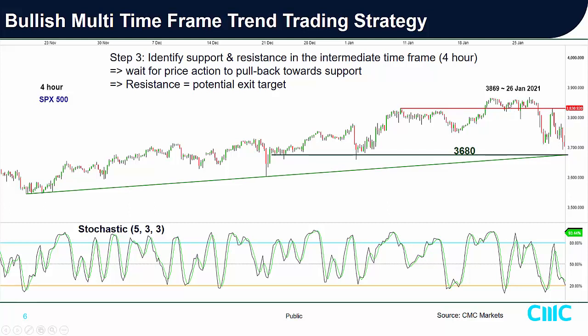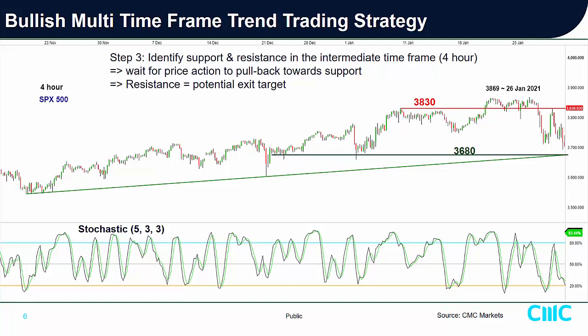What I mean by this is a significant congestion zone, because price action actually went up from here, didn't do a proper clear bullish breakout from the previous swing high, and thereafter it started to shape a pullback, retest this line and come down again. So this is definitely a significant resistance level in the intermediate time frame, which is the 4-hour time frame. So that will be my potential exit target for this multi-time frame trend trading strategy.